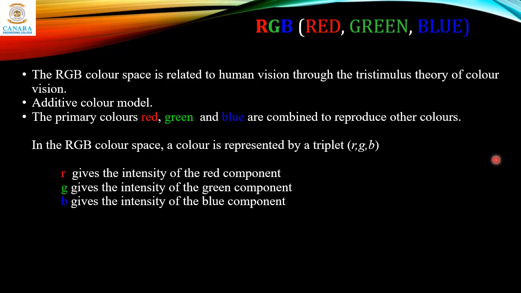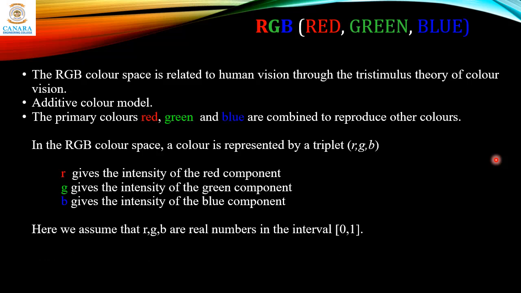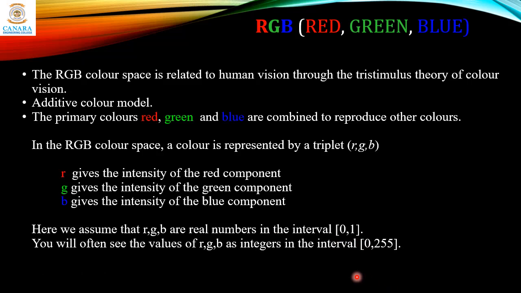Here we assume that RGB are real numbers in the interval 0 to 1. You will often see values of RGB as integers in the interval 0 to 255. So you can either normalize this range 0 to 255 to be between 0 and 1. Any format we can use which is suitable for our interpretation. Normally for an 8-bit image, we usually represent values of R, G and B between 0 to 255.